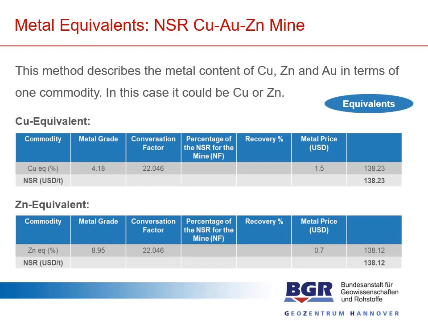You could of course also calculate this on a gold basis, but gold here is only the byproduct. Gold is in the crystal lattice of chalcopyrite and is also contained in the zinc minerals. So here you see how this equivalent grade calculation is done. You need the value of the ore, and then you can recalculate this on the basis of one metal to the equivalent grade.